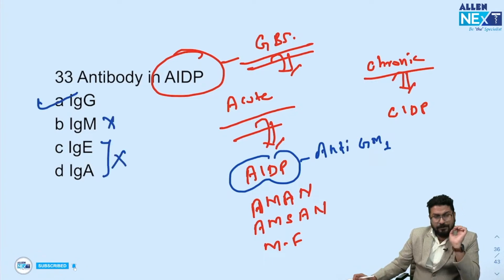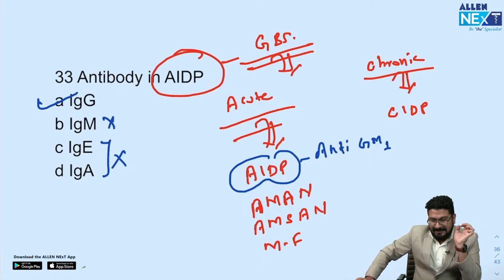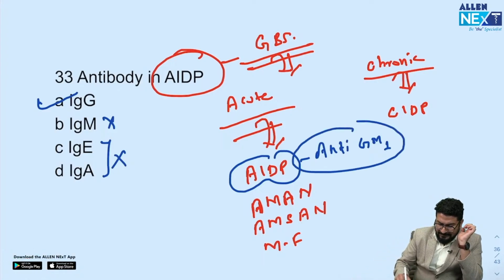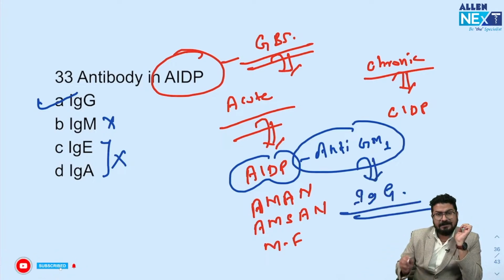This is a good question that came in exam. Antibody will be IgG type. So the name of the antibody is anti-GM1, and anti-GM1 is which class of antibody? Anti-GM1 is generally IgG class of antibody.